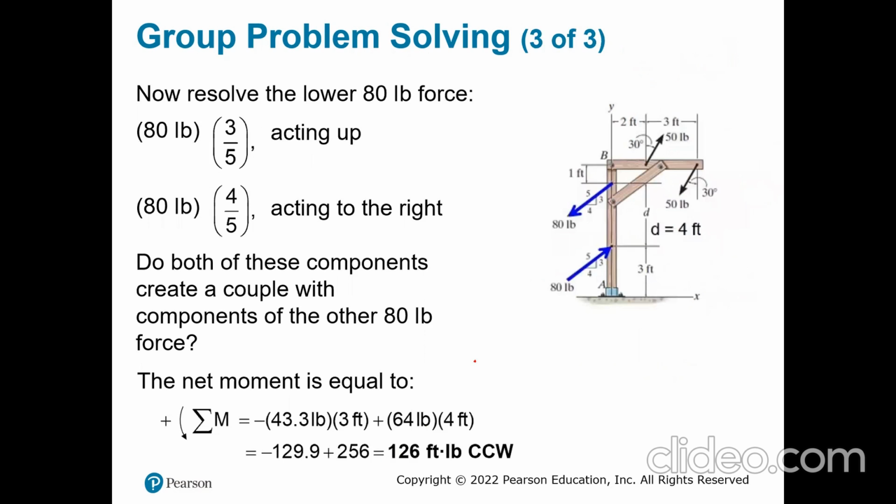Now let's look at the 80 pounds. We have 80 times 4 by 5 component, and then 80 times 3 by 5, and then we have 80 times 4 by 5, and vertical components of 80 times 3 by 5. Will these vertical components make a couple again? No, because again, they are going to be collinear. If you look, they are acting in the same line. So they don't make a couple, only the horizontal component does. So we get the couple from there and we can get the resultant couple.